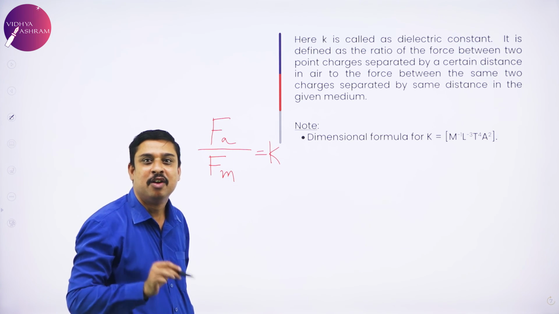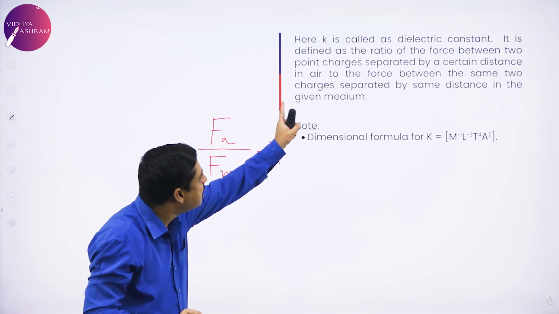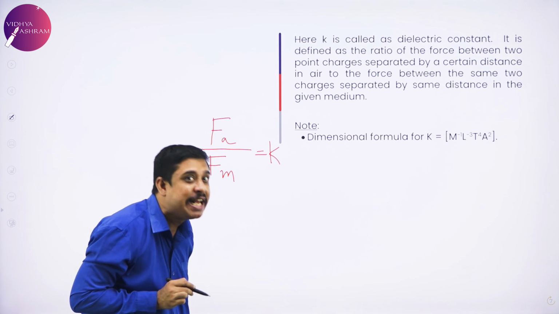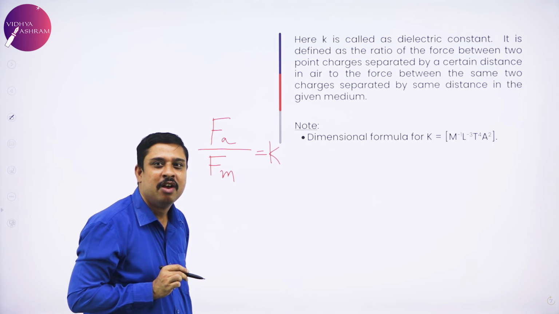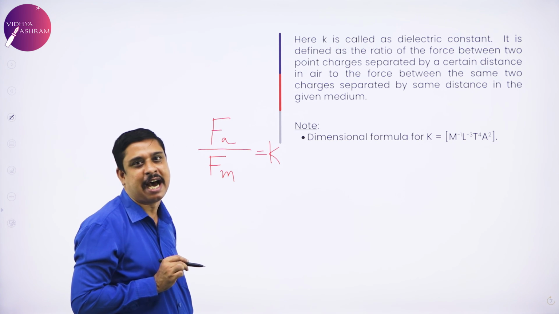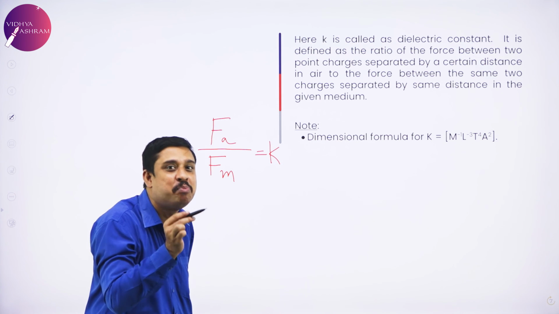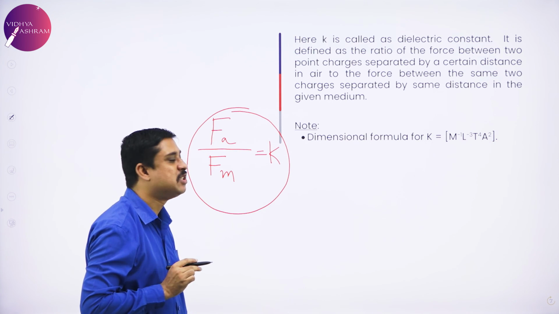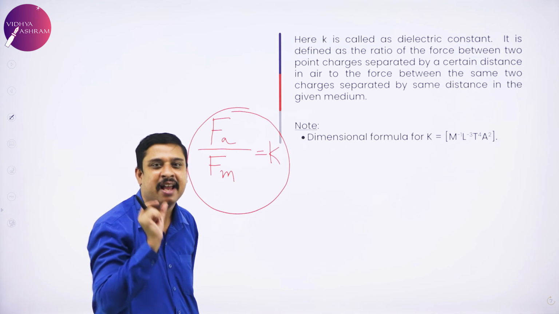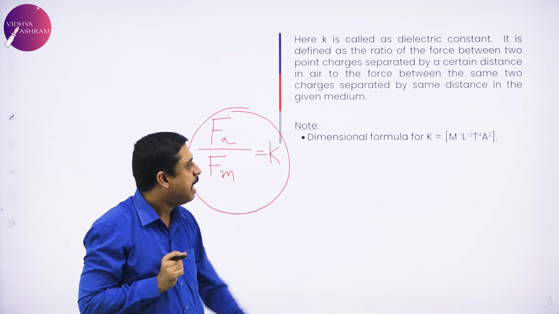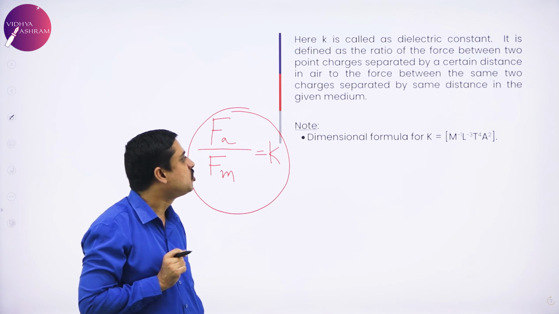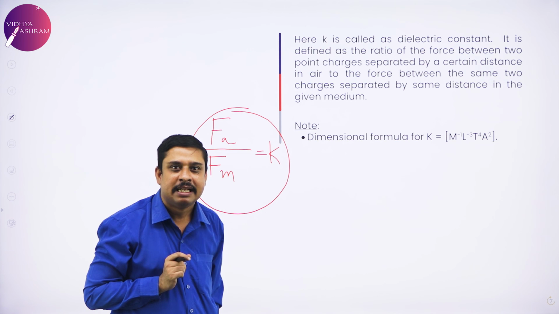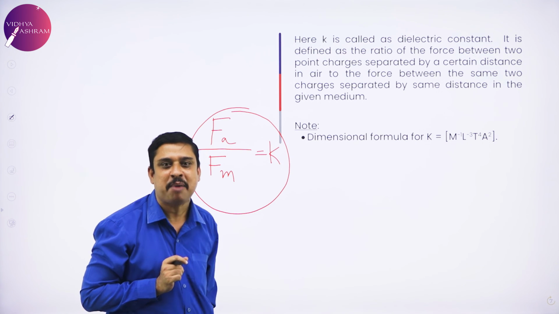What was FA? Force between 2 point charges separated by a certain distance in free space. What is FM? Force between the same two charges separated by the same distance but in a material medium. That ratio we always call K, FA divided by FM. And I've also written the dimensional formula for K. So this completes the first part of discussion on this chapter.